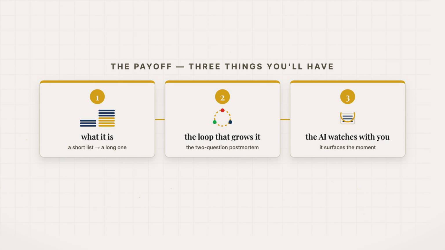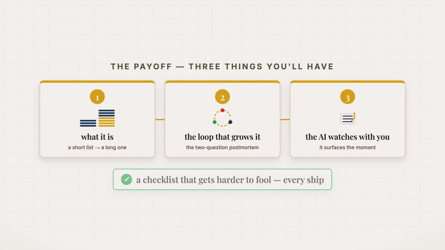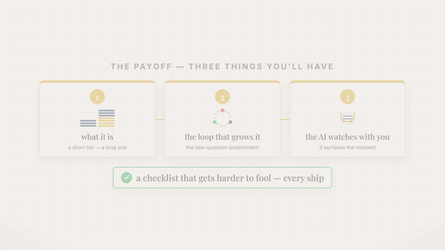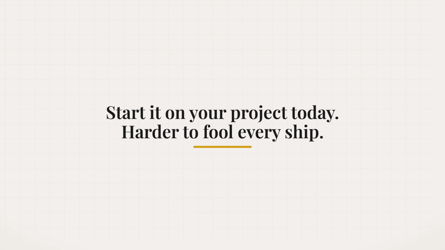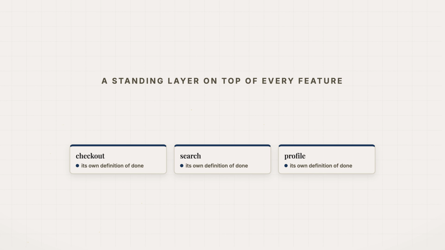And then you'll get the rule you hand the AI so it watches for those moments with you, instead of you trying to remember on your own, which, like everything in this module, you won't. By the end, you'll be able to open your own project today and start a checklist that gets harder to fool every single time you ship. Let me start with what this actually is, because the word checklist makes it sound smaller than it is.